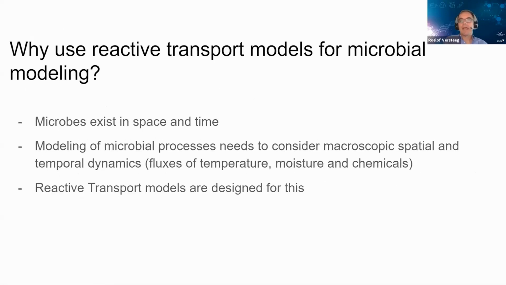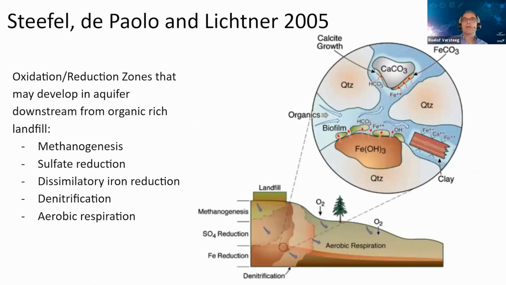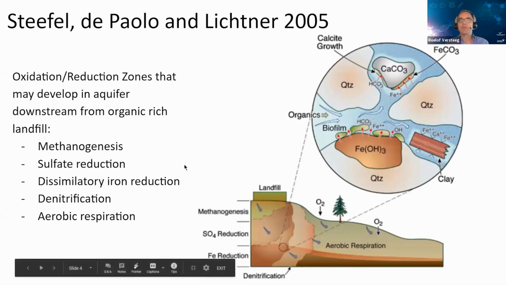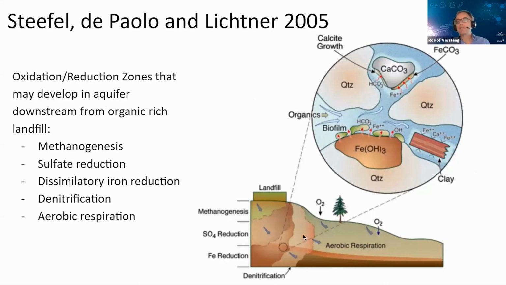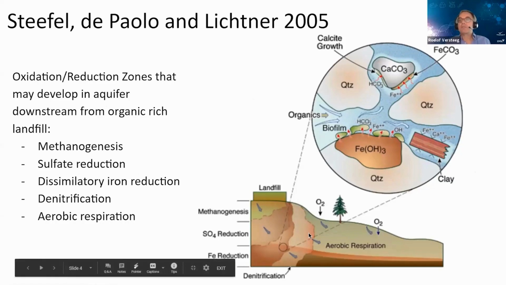So, why use reactive transport models? Tim already answered this morning, but basically microbes exist in space and time, and reactive transport models are designed for this. I think we all like this figure. We think it's a really nice figure. It shows all these different processes, but also the space and time that these processes occur over. So obviously if we want to model the system, we need to go outside of KBase and start using reactive transport models.